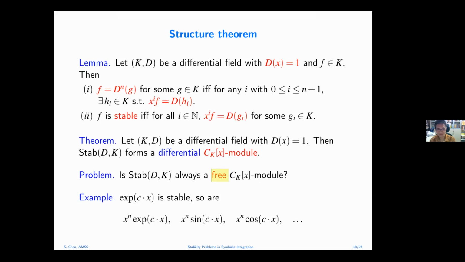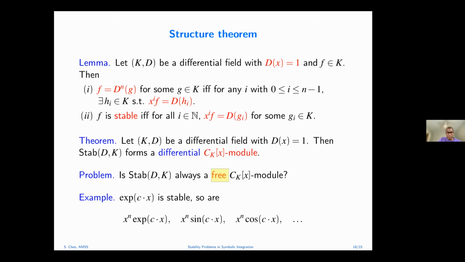Seems very natural, so it's good to think about it. I don't know whether this is free or not. It's a differential module, and a differential module is also closed under derivation. Clearly, if you have two stable elements, the product is not stable. This we know. This is not an algebra, it must be just a module.